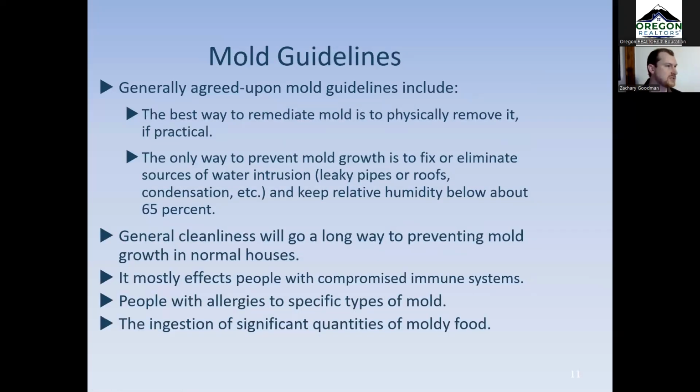Now, for mold guidelines, generally agreed upon, mold guidelines usually include the best way to remediate is to physically remove it if practical. Now, there are cases where mold growth has occurred on sheeting, especially framing or the underside of roofing, and so physical removal may not always be practical. The only way to prevent mold growth is to fix or eliminate the sources, as we've been talking about: the leaking pipes or roofs, condensation, and relative humidity, keeping that below 65%.